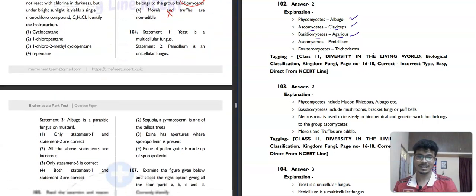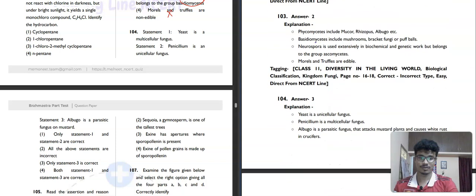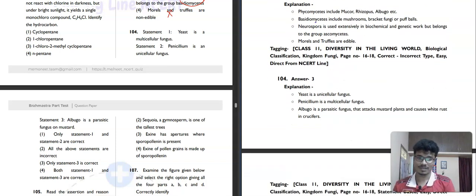It is saying statement first. You need to decide which statement is correct and which is not. Statement first: yeast is a multicellular fungus. Is it correct? No, I don't think so. Yeast is a unicellular fungus. This comes multiple times in NEET. This is a hot topic question from the fungi topic, unicellular or multicellular. Then Penicillium is a unicellular fungus? Penicillium is a multicellular fungus.